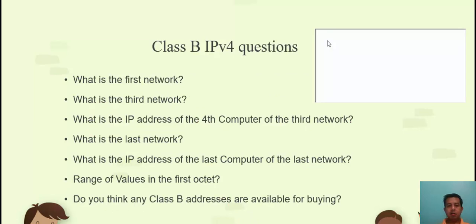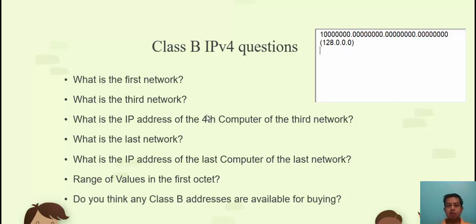The first question is, what is the first network? This should be easy for you. We have seen that 16 bits are there for the network part. The first 2 bits are set to be 10. So this is the first IP address of a class B network. This would be in decimal 128.0.0.0. So any organization who would have bought the first IP address would have got this class B address 128.0.0.0. This is the first IP address for any organization which has bought a class B address.